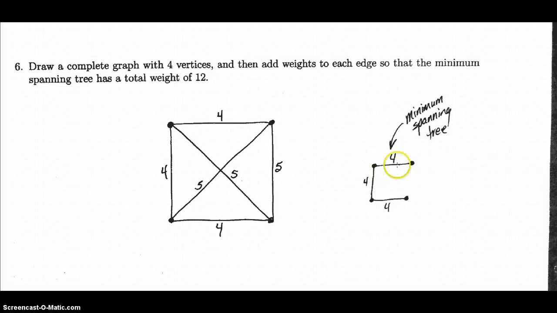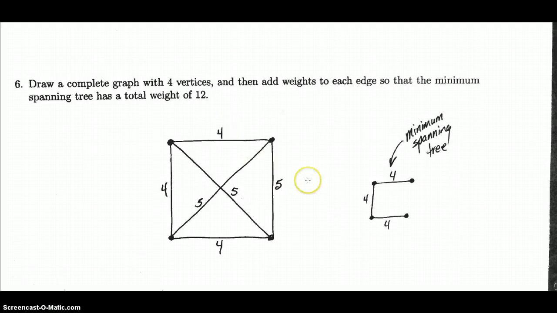So we get these 3 edges right here. We cannot take any of the 5s. If we choose any one of those 5s, we're going to increase the weight of our graph, the total weight, to more than 12.